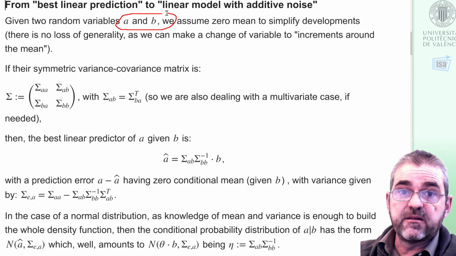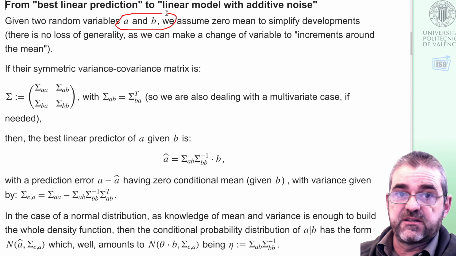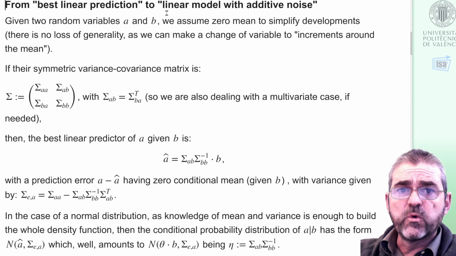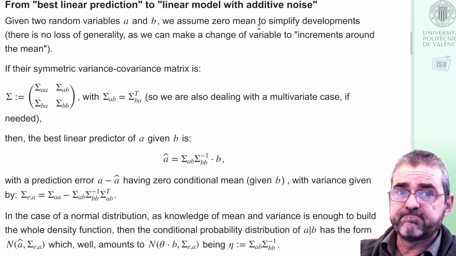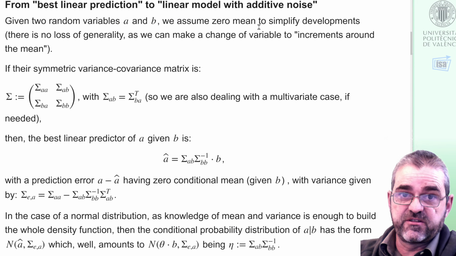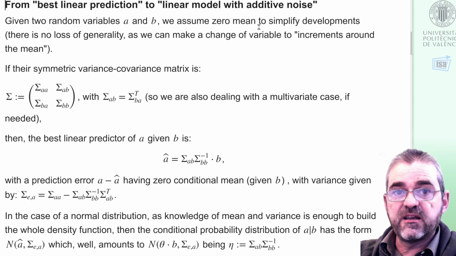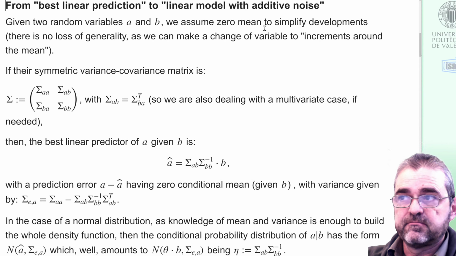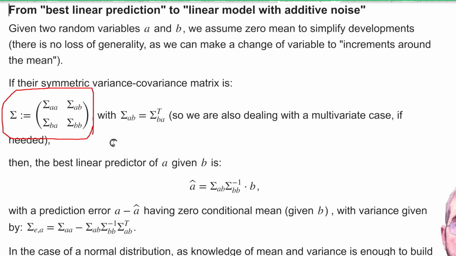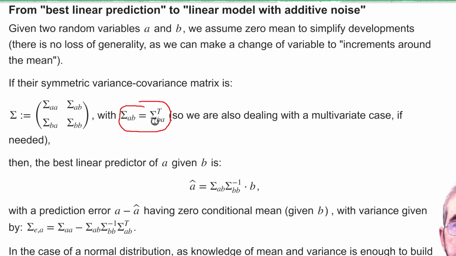If I have two random variables, or well, in the multivariate case, two vectors of random variables, we will assume zero mean. Because if it's not zero mean, we just carry out a change of variable and speak about increments with respect to the mean. So if we know the covariance matrix, so it's a symmetric matrix, the covariance between A and B is the transpose of the covariance between B and A. So well, we assume we know that.